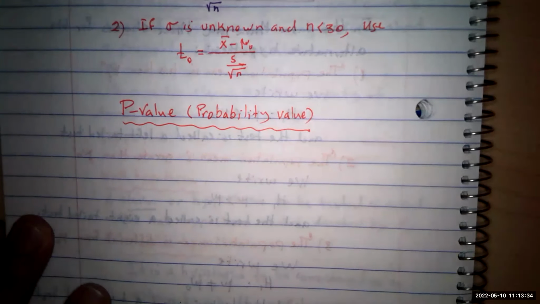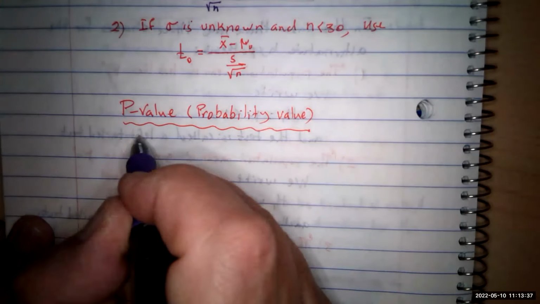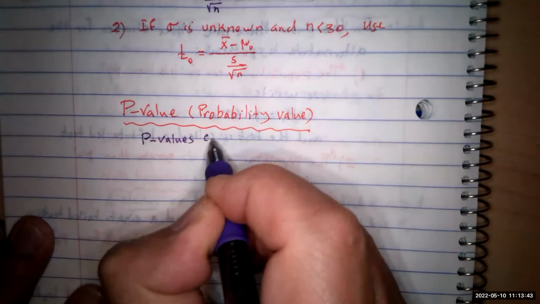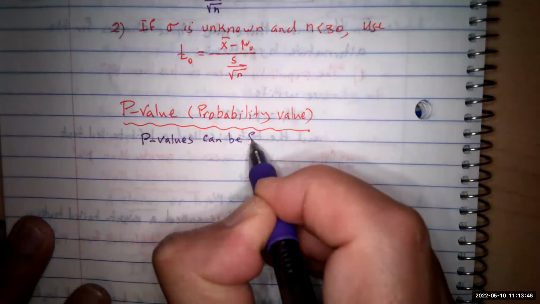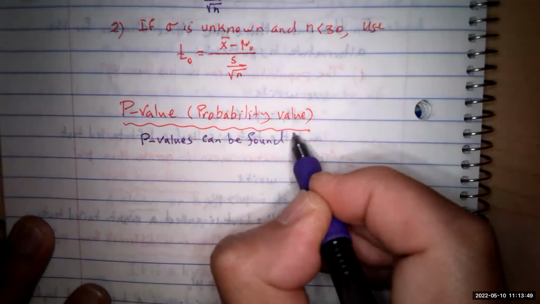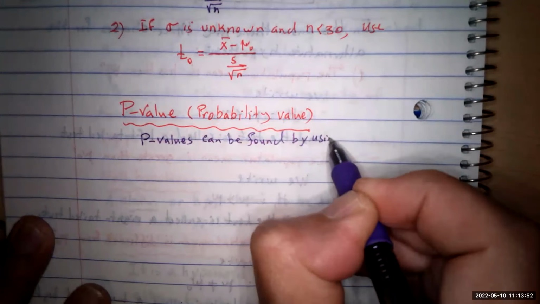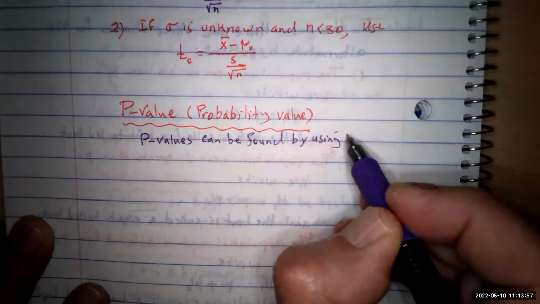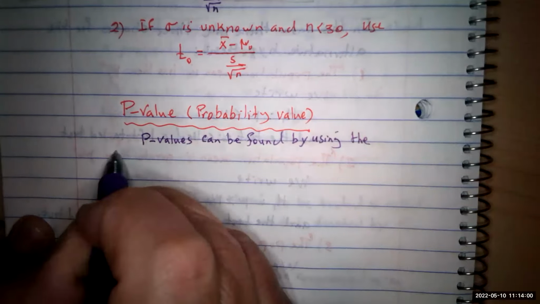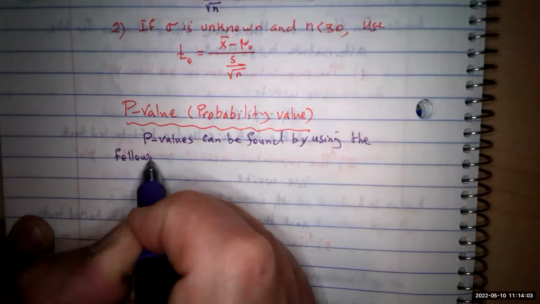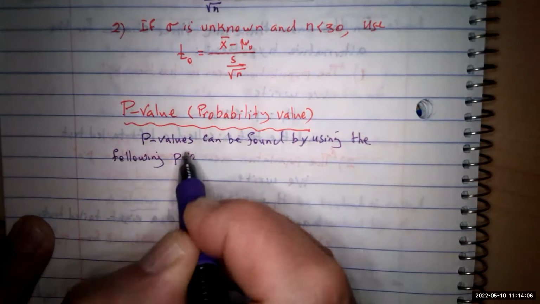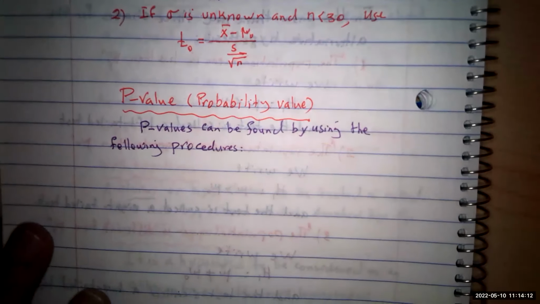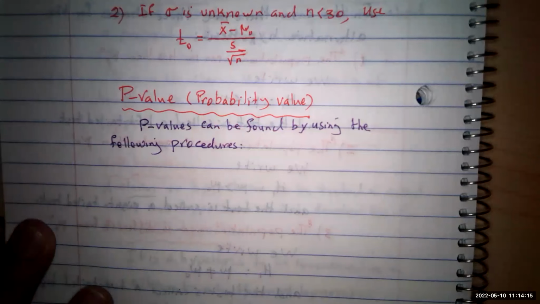So what's a p-value? This is how we find it. P-values can be computed or can be found by using the following procedure. I'll just describe it for you so you know that it's not going to be anything new, okay? Now, you see, it depends which case you have.